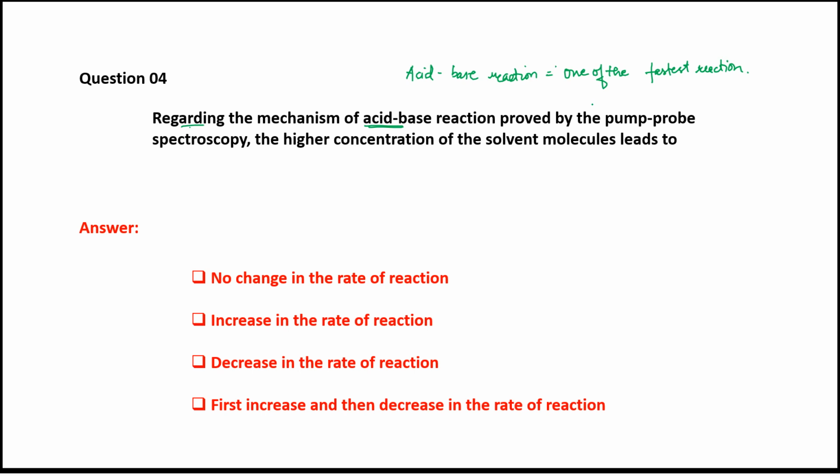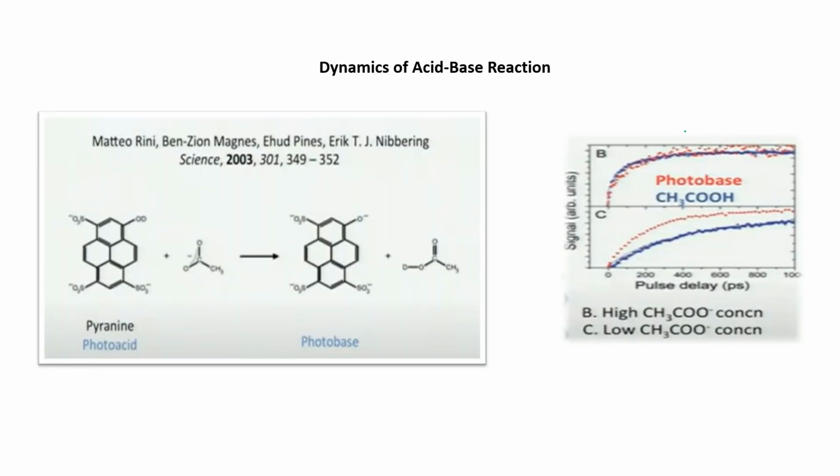But when you go to a higher level, meaning when you look at the microscopic level within a system, there will be many factors associated with this reaction between the acid plus base. Okay, now when you study this acid base reaction by pump probe spectroscopy, initially in this experiment, they had taken two molecules, and this work was done by this neighboring group.